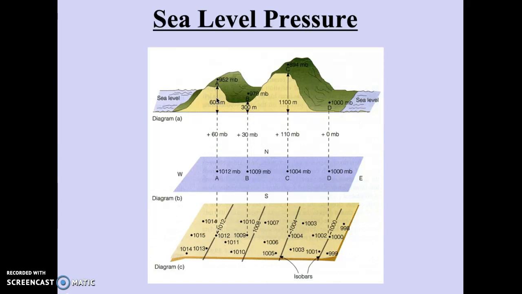So in this case, in case A, you're 600 meters above sea level. So you add 60 millibars to your station pressure reading, and that will give you your sea level pressure reading. And the same goes for pretty much all locations. And then you get a sea level pressure map, and you can see how the pressure changes over an area, and this tells us a lot about the wind.